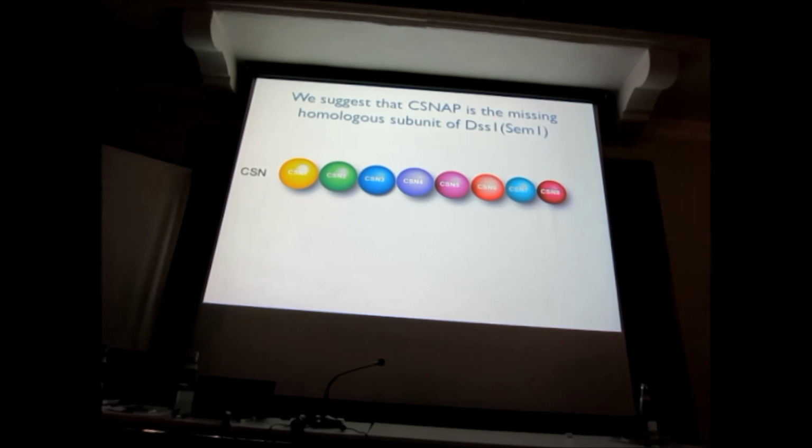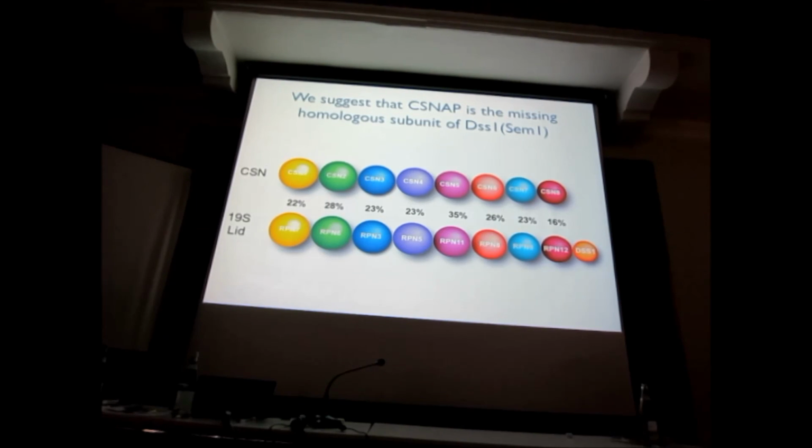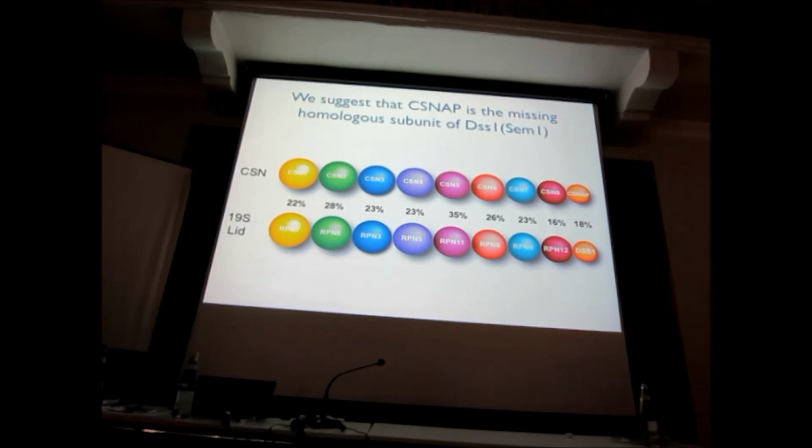And the last piece of evidence I would like to connect to another protein complex. The signalosome has a one-to-one correspondence with subunits of the 19S lid proteasome, suggesting that the two protein complexes actually originated from a common evolutionary complex. And each one of the signalosome subunits can be referred to a 19S lid subunit. And here you can see the sequence identity between the human protein subunits. The only subunit that was missing a counterpart is DSS1. And we suggest that CSNAP actually fills this gap. Not only do both subunits have an 18% sequence identity, but they are both intrinsically unstructured small proteins.